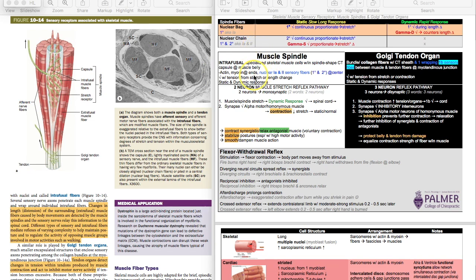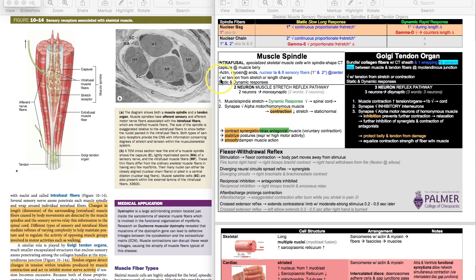So if we come back over to the table, some things that you'll want to know is that yes, it does have actin and myosin at the ends, not in the middle. In the middle are these nuclear regions, as in nucleus. There are type 1A and type 2 sensory fibers, or primary and secondary sensory fibers, in the middle, and those are going to be found in either bag or chain arrangements. We'll come back to that soon, but they're going to fire. This little check mark is like firing, kind of like an action potential.